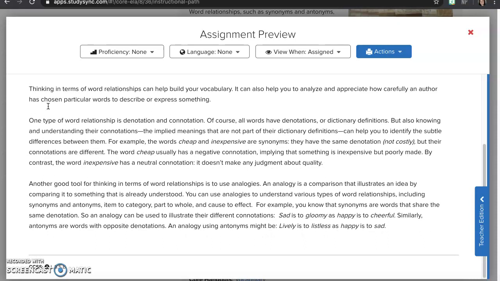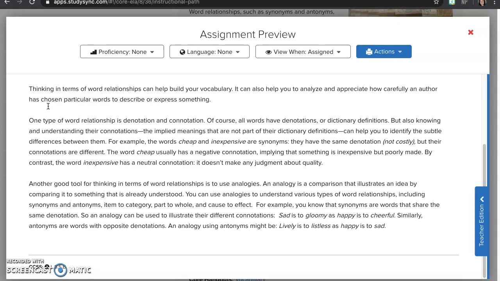Another good tool for thinking in terms of word relationships is to use analogies. An analogy is a comparison that illustrates an idea by comparing it to something that is already understood. You can use analogies to understand various types of word relationships, including synonyms and antonyms, item to category, part to whole, and cause to effect.